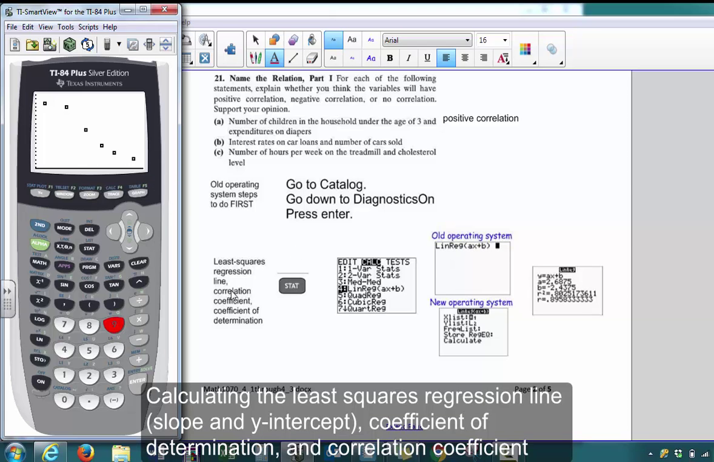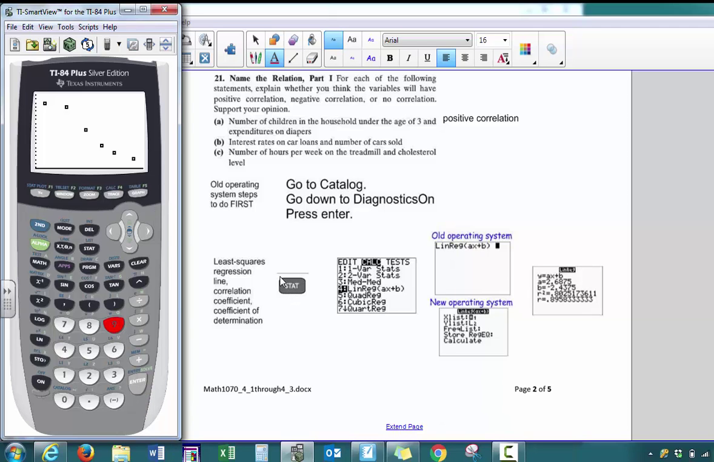In order to find your correlation coefficient and other information, we follow these steps: press stat. We want to go to the second column, calculate, and we want to select linear regression. This is what the screen looks like on a new operating system if you have that on your calculator. So your X list is L1, your Y list is L2, your frequency list we can leave blank. If you want to store the equation, you can do so. And you go down to calculate.